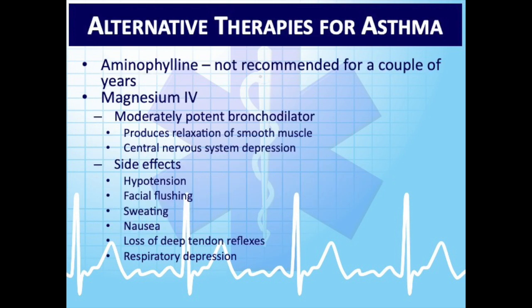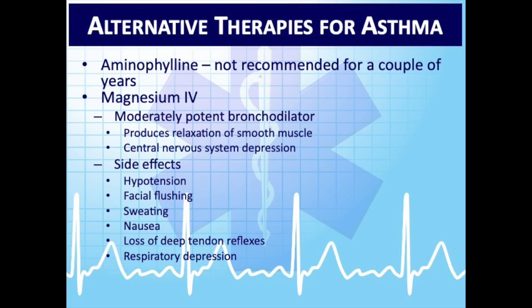So, back to talking about asthma. What are some alternative therapies for asthma? Aminophylline, this is an old drug. It gets converted into theophylline. Patients sometimes are on theophylline as an outpatient. Most of the time you'll see that now for COPD or chronic bronchitis rather than for asthma. It's not recommended for a couple of years.